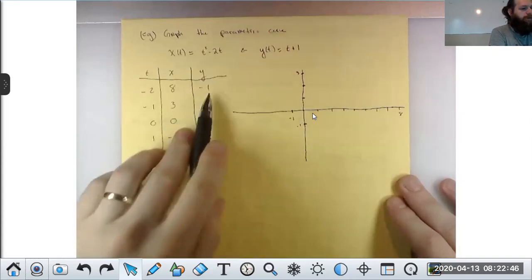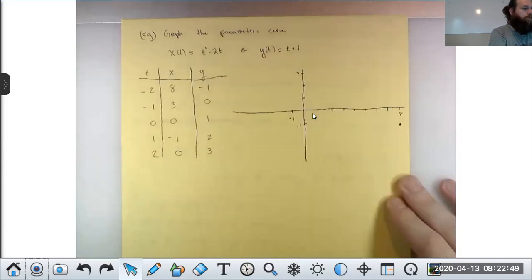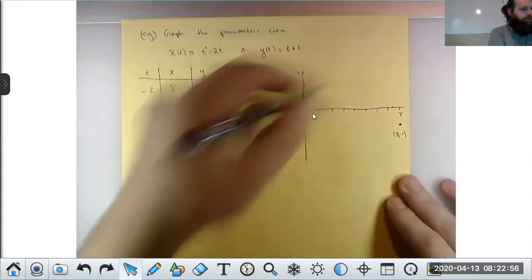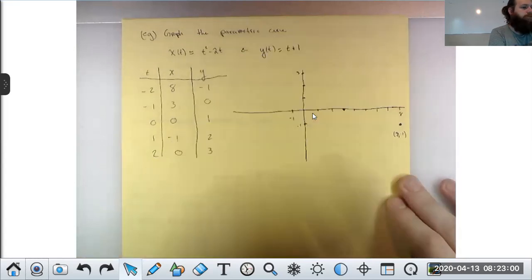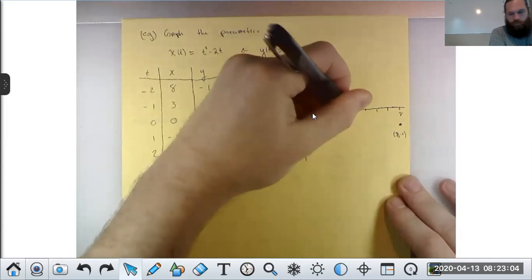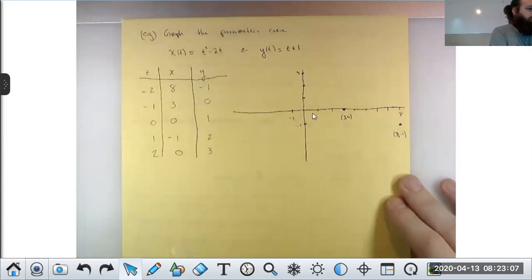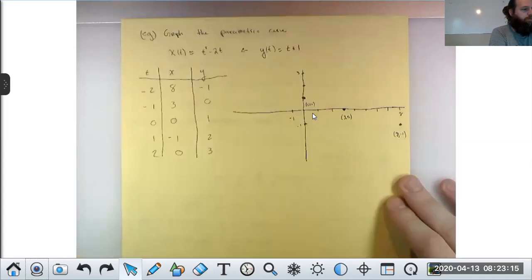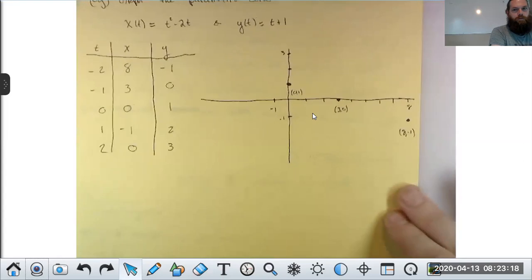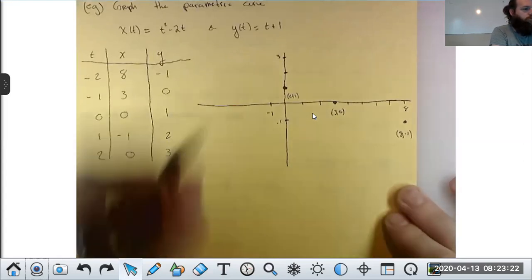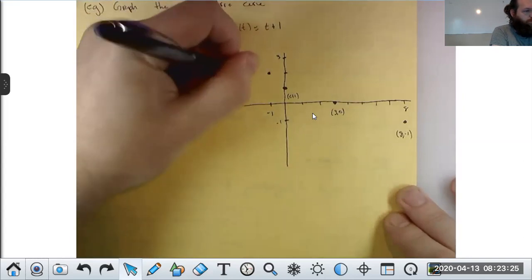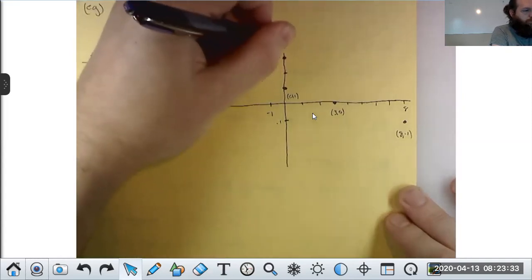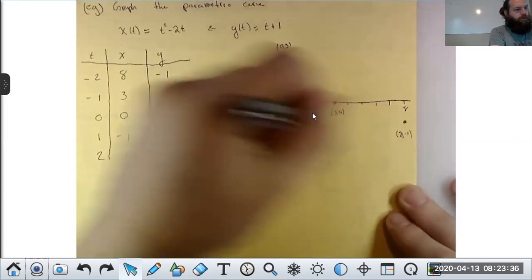And we'll start plotting. So I've got 8 comma negative 1, that's this guy. And then I've got 3 comma 0. That's this guy. And then I've got 0 comma 1. Then negative 1, 2. And then 0, 3. And I might have a feel for what's going on here.